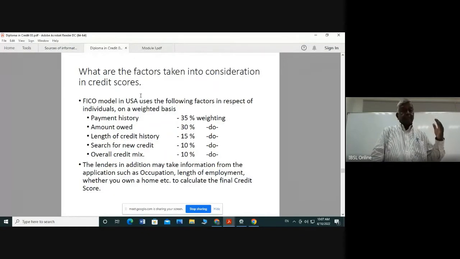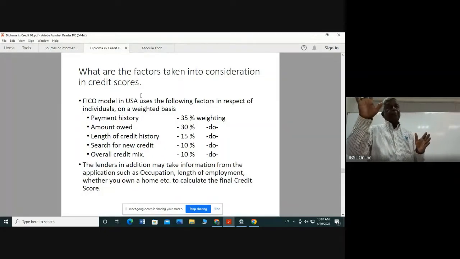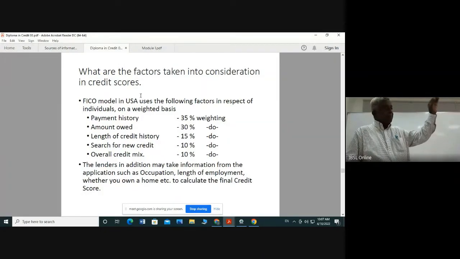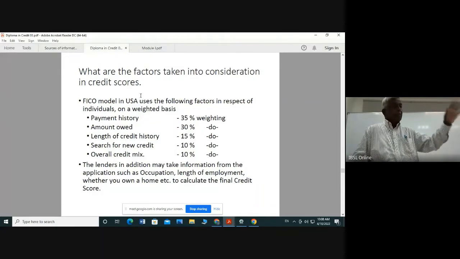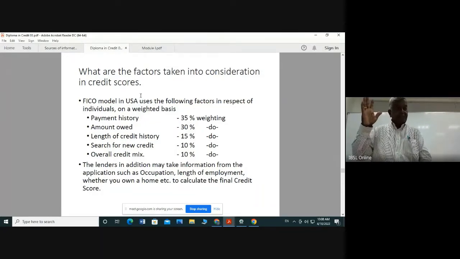On a weighted basis, past payment history is 35% of the points. So if the customer has a very good past history of loans obtained and payments made, that is 35% weightage. Amount owed, how much he owes, 30% weightage. Length of the credit history, how long he has been obtaining credit and repaying, 15%. Search for new credit, whether this customer is searching for new credit, 10%. Overall credit mix. It is not a single facility; it may be a credit card, car loan, housing loan, other consumer credit, credit mix 10%.